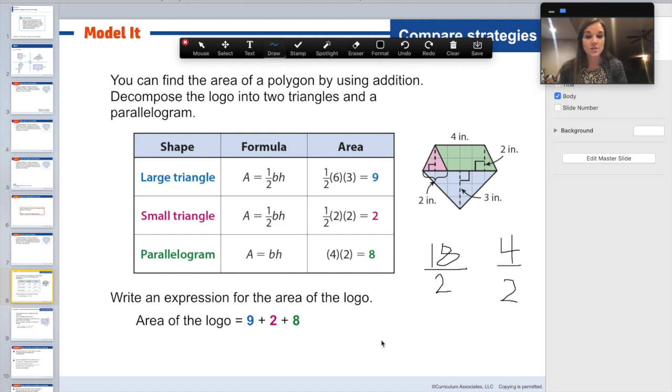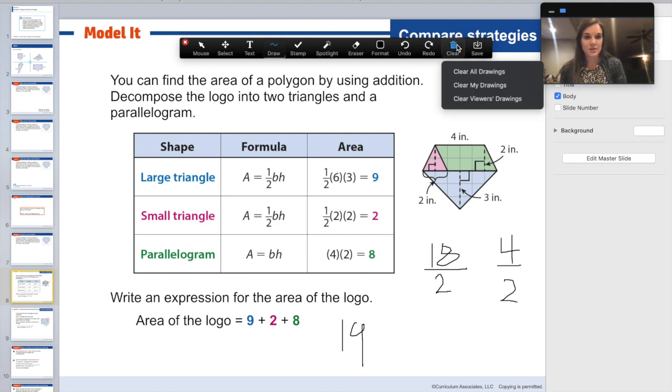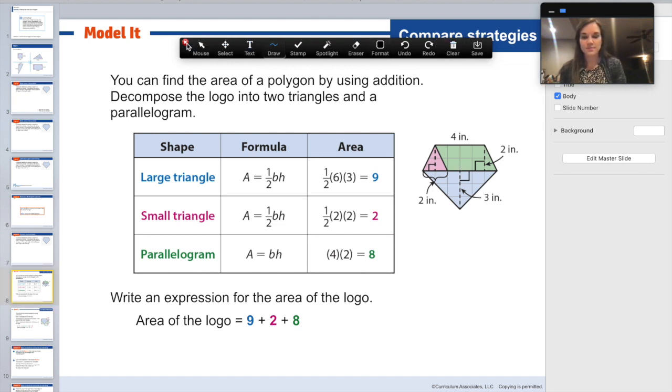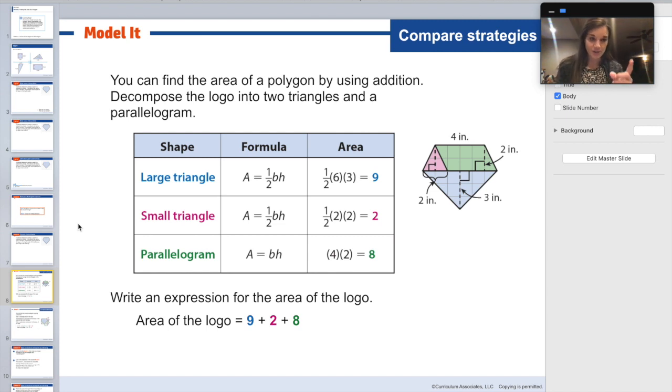So our answer would be 19, right? Let's clear all those. So that's one strategy. Here's another.